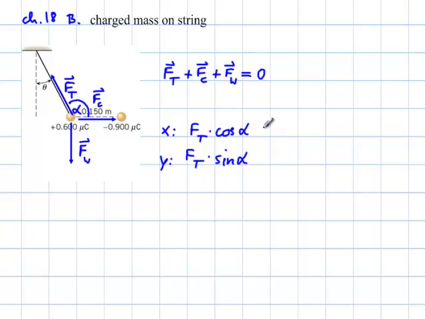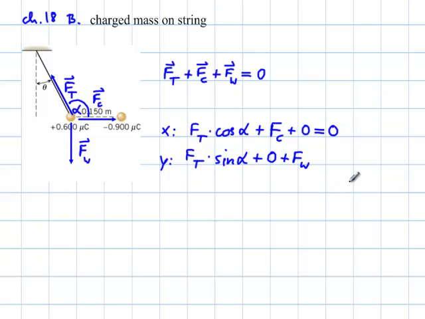So times sine alpha, because it's the vertical, and now the Coulomb force that acts only in the horizontal, so Fc. Then in the vertical the Coulomb force is 0 because it has no vertical component in this problem, and then the weight, which is 0 in the horizontal obviously, and that equals 0 because the net force is 0.